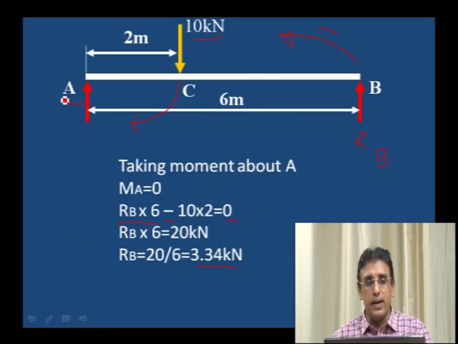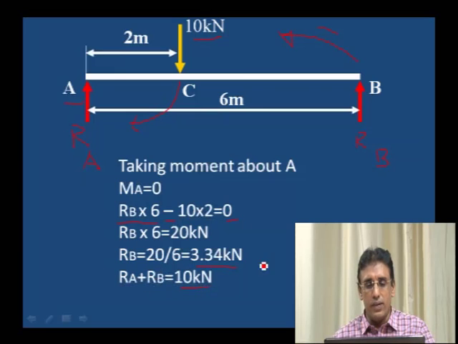To find the reaction at A, what do we have to do? We have to use another equilibrium condition, that is sigma vertical forces must be equal to 0. Here, what are the vertical forces acting? RA is one vertical force, and RB is one more vertical force. RA plus RB, these two upward forces, must be equal to the 10 kilonewton downward force. That is the condition for equilibrium. RA plus RB must be equal to 10 kilonewton.